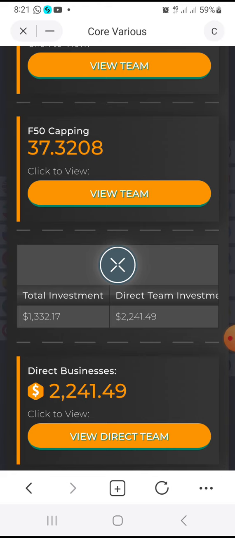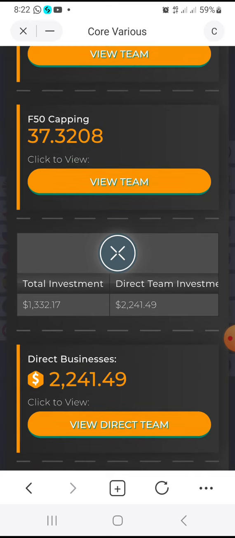If you want to make good money in core variables, you need to make sure you are building your direct team investment. And why is building the direct team investment important? Make sure you are ahead in the investment. So let's look at something over here.